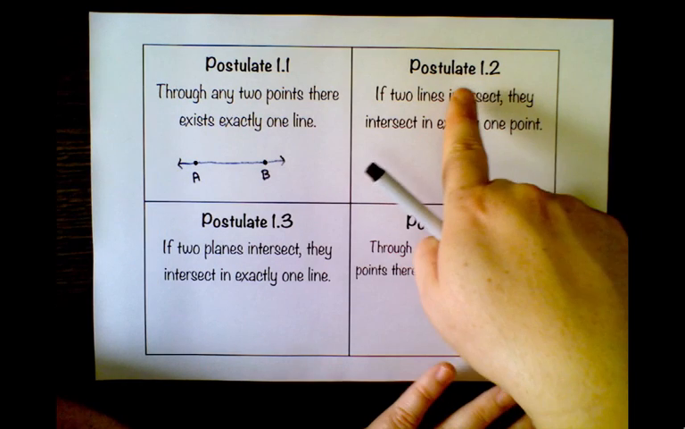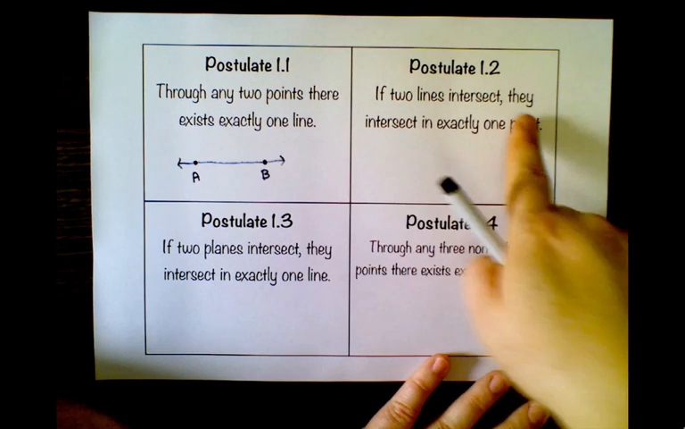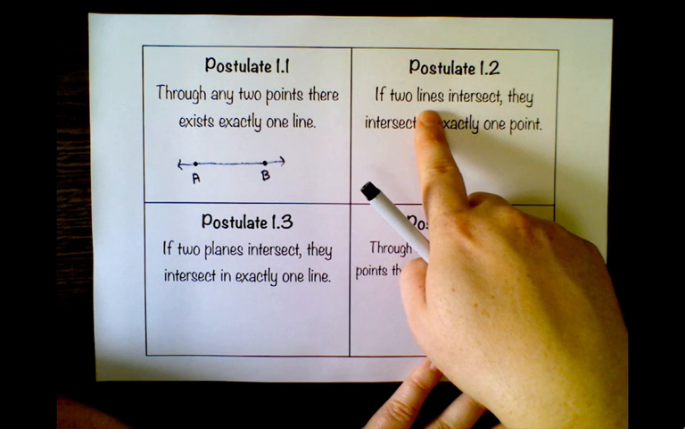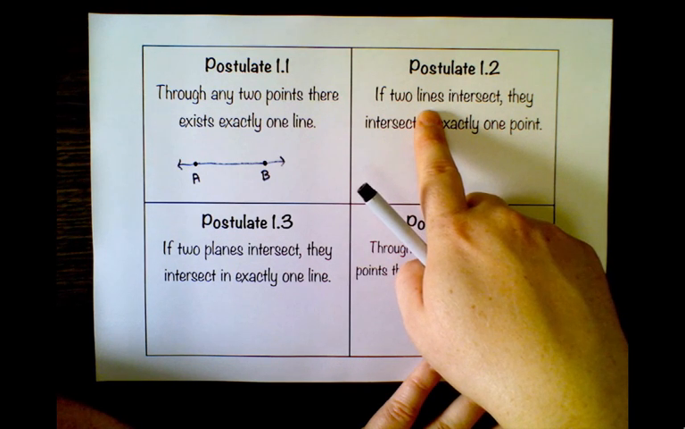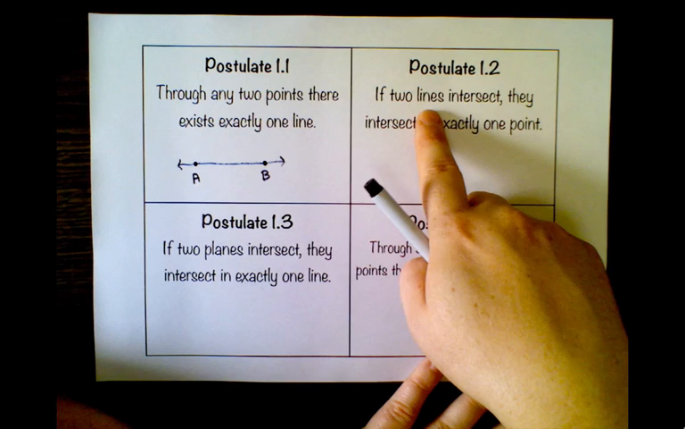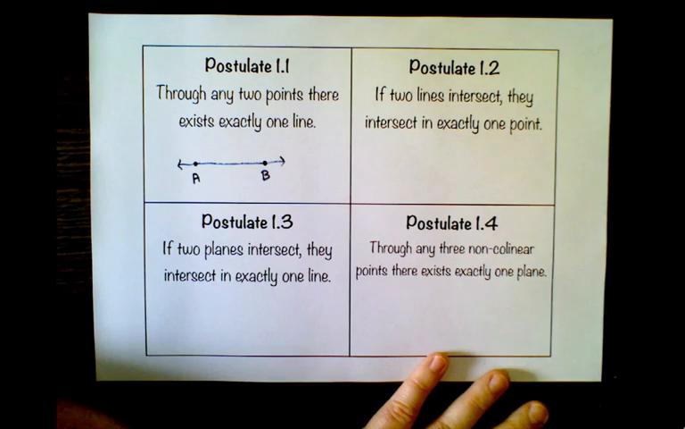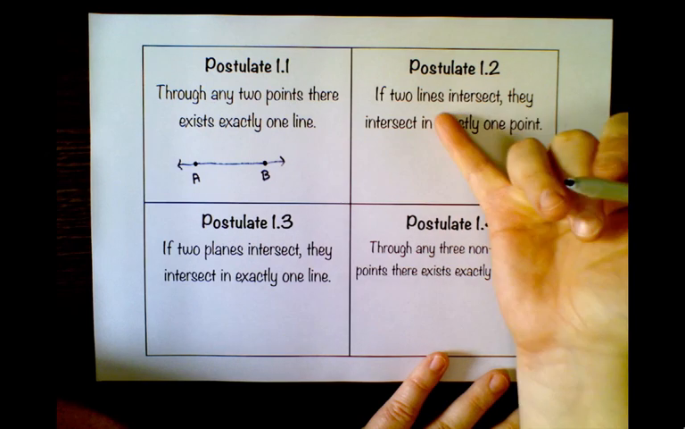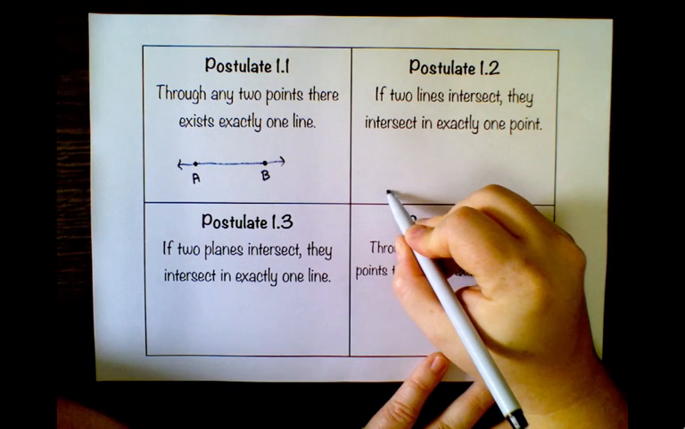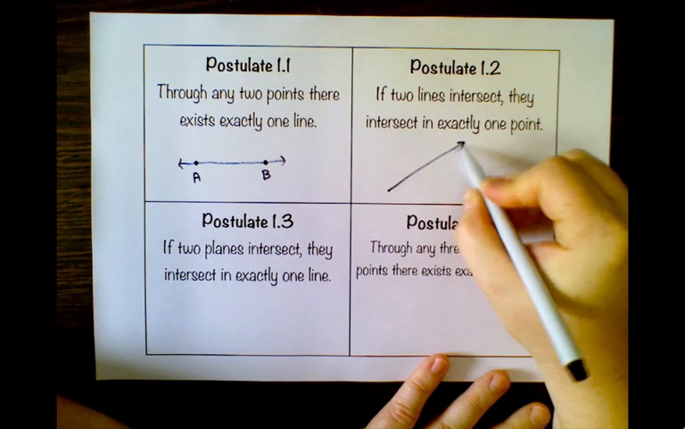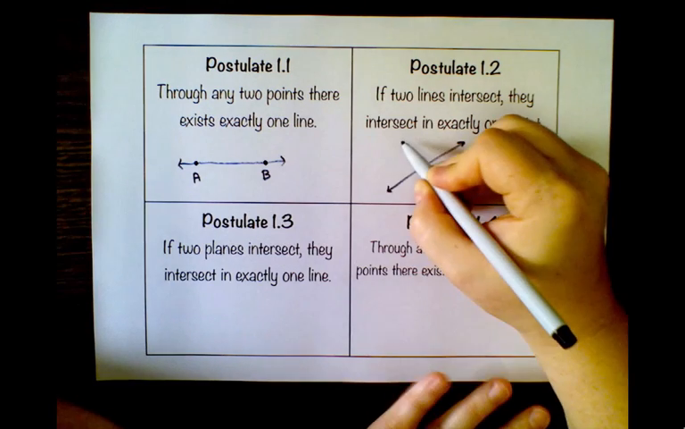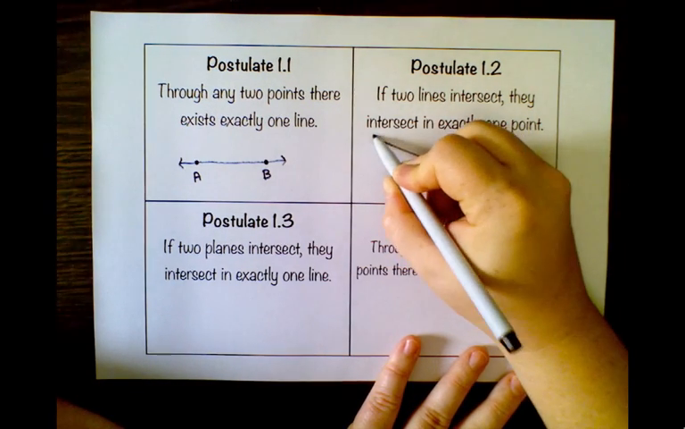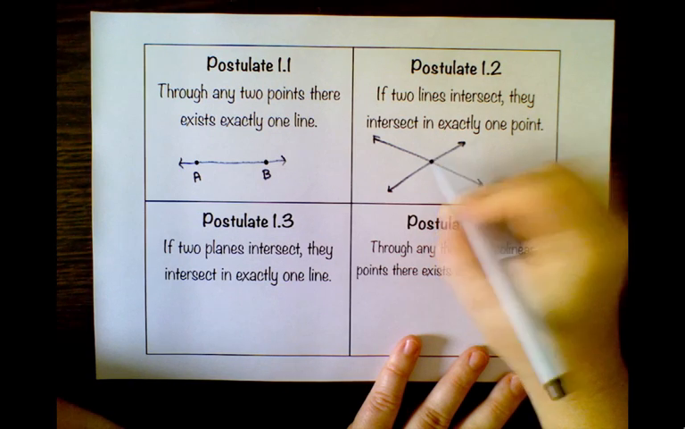Next up, postulate 1.2. If 2 lines intersect, they intersect in exactly 1 point. Lines are straight in geometry, unless you're doing something like geometry on a ball or something, but we're not doing that. We're talking about planar geometry. So, lines are straight. If you have 2 straight lines, and they're not parallel, they're going to intersect sometime. And that intersection is going to be a single point.